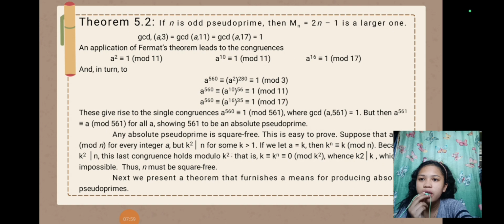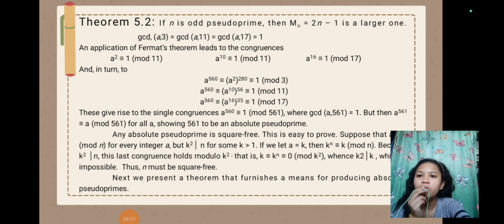GCD(a, 3) = GCD(a, 11) = GCD(a, 17) = 1. An application of Fermat's theorem leads to the congruences a^2 ≡ 1 (mod 3), a^10 ≡ 1 (mod 11), a^16 ≡ 1 (mod 17).